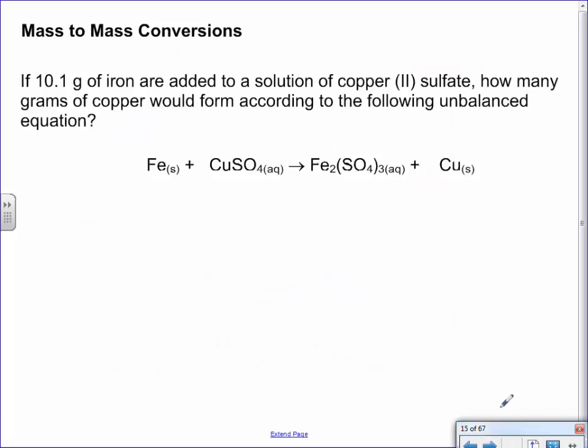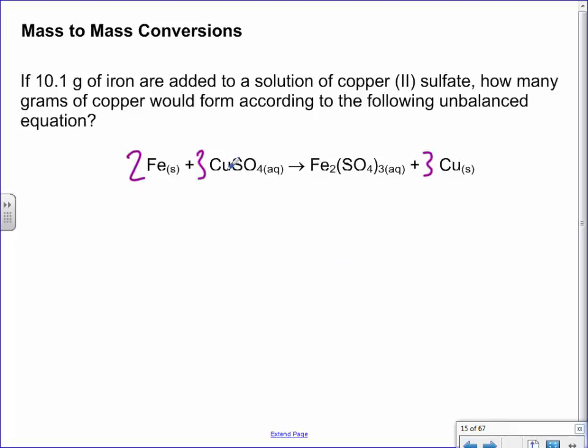So let's try an example. Let's say that I give you 10.1 grams of iron. Here's my question. Let's figure out how many grams of copper we would expect to form. But again, I'm giving you an unbalanced equation right now. So before I go any further, I better balance this thing. So we're going to need to put a 2 here, a 3 here, and a 3 here. So far, so good?